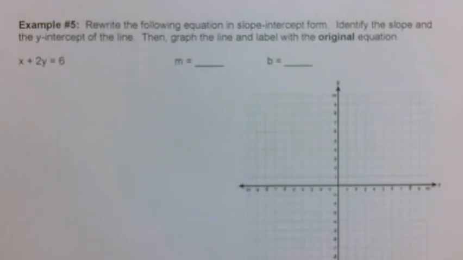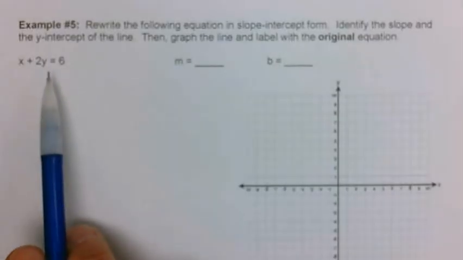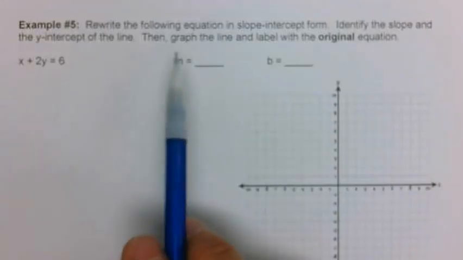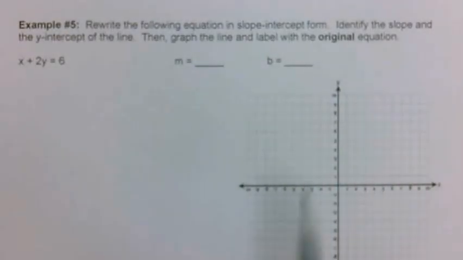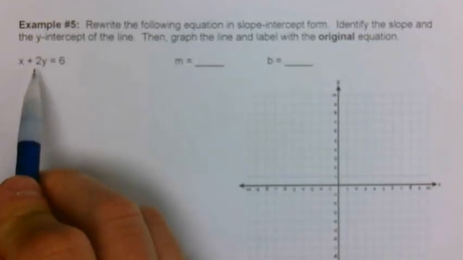In our next example, again, we're going to take our equation, we're going to write it first in slope-intercept form. That'll allow us to figure out our slope and our y-intercept so that we can graph it on our graph underneath. And again, we're going to label it with the original equation. So let's see if we can get y alone.